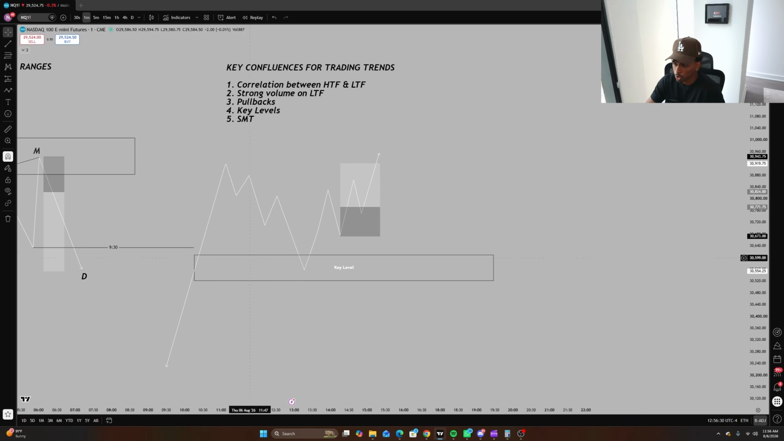The list goes on. Once we get that kind of manipulation into that key level, you want to be looking for a strong reaction, right? And that is where you get that lower time frame and higher time frame alignment. So you get that strong reaction out of the lower time frame. You want to see strong volume, all right? Strong volume on the lower time frame in terms of big displacement candles, and then that leads into pullbacks, right?